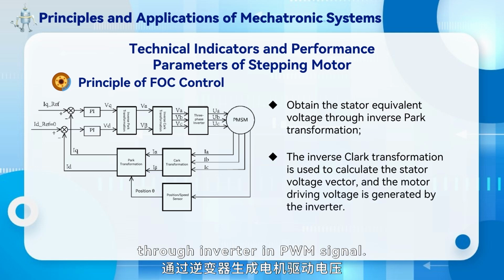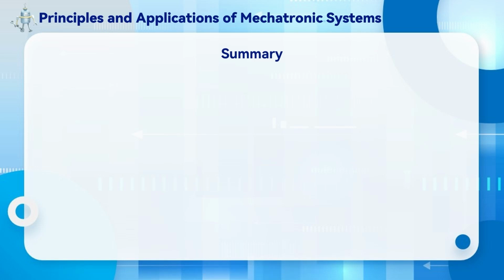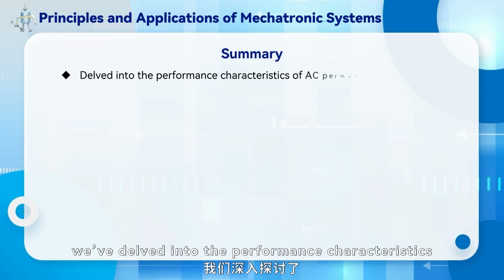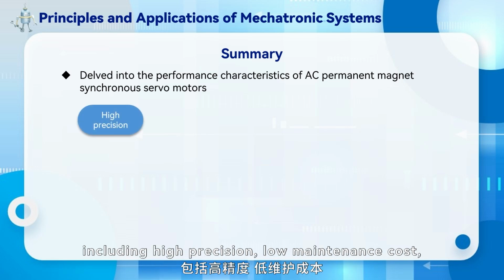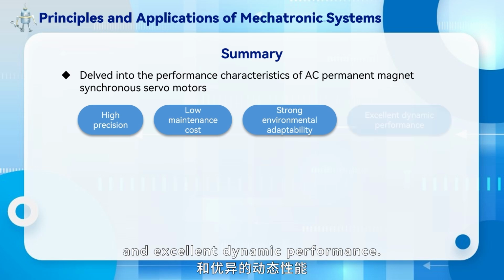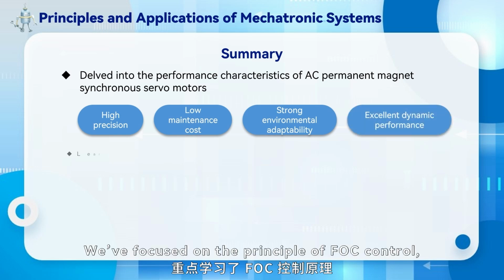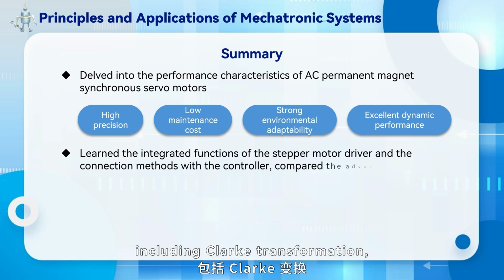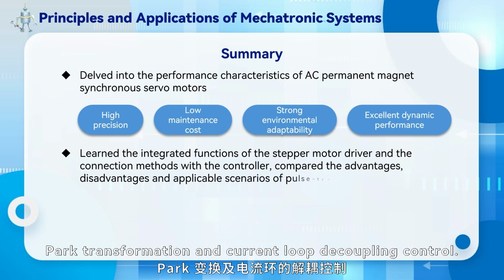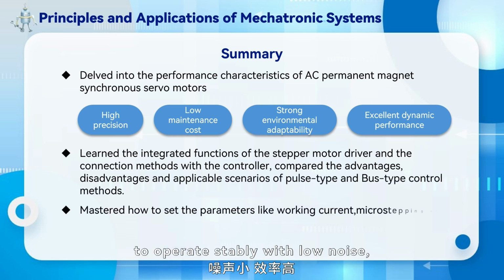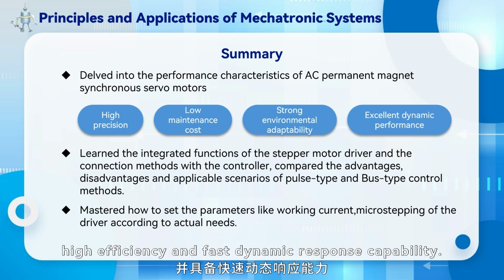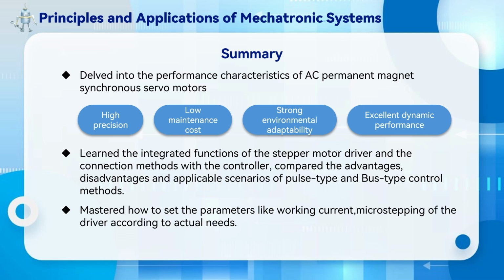Through today's lesson, we've delved into the performance characteristics of AC permanent magnet synchronous servo motors, including high precision, low maintenance cost, strong environmental adaptability, and excellent dynamic performance. We've focused on the principle of FOC control, including Park transformation and current loop decoupling control. These technologies enable the motor torque to operate stably with low noise, high efficiency, and fast dynamic response capability.